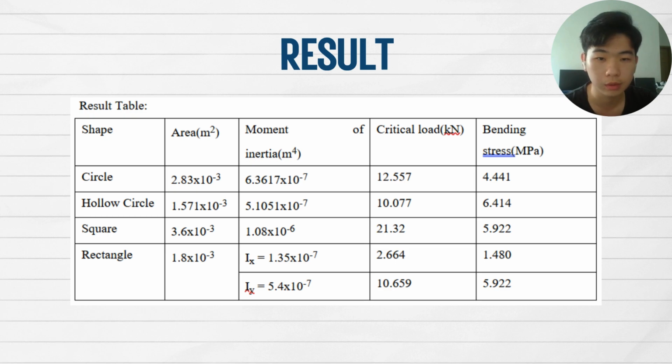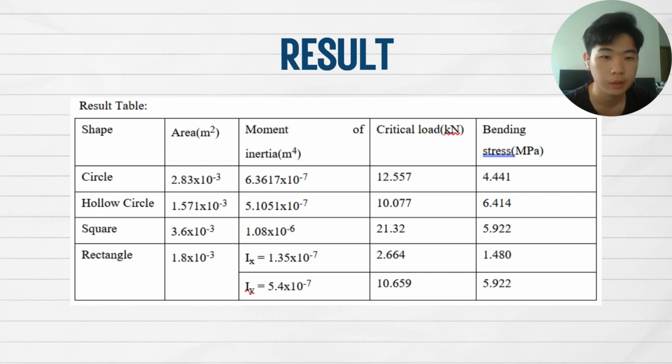Next, for the critical load, the biggest value we get is 21.32 kilonewton, and the smallest is the rectangle x-axis, which is 2.664 kilonewton. And when the critical load is higher, the column can support a higher load. So the square can support more load.